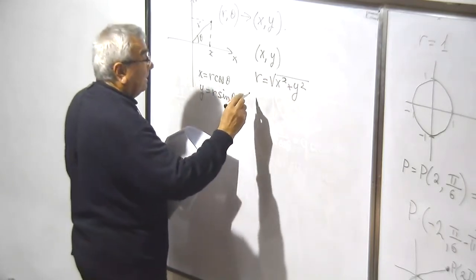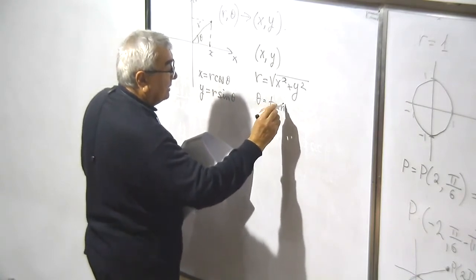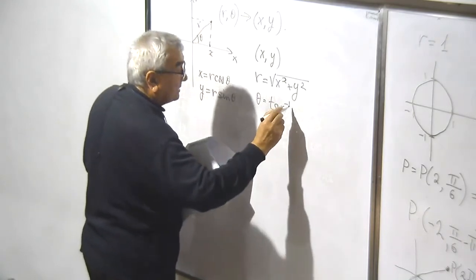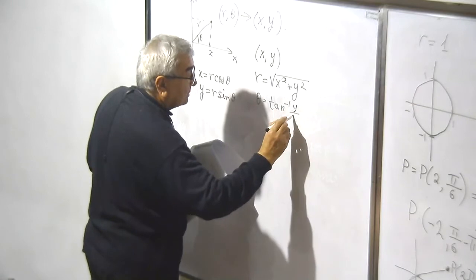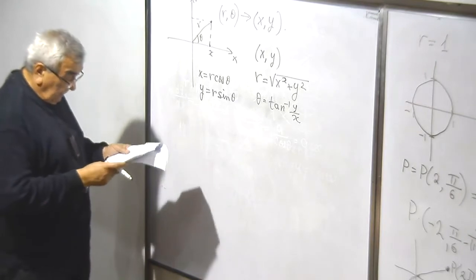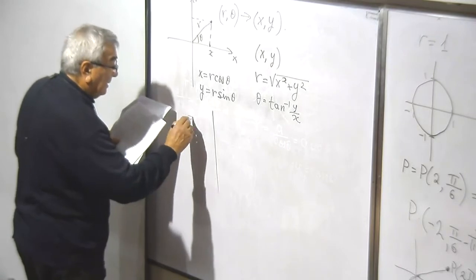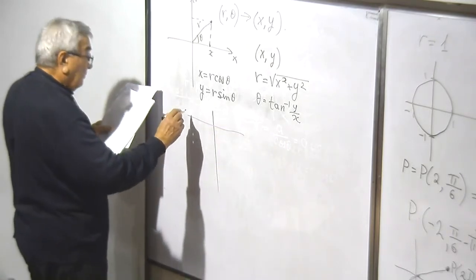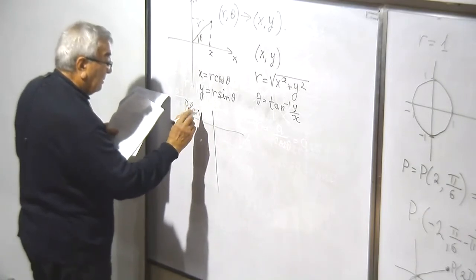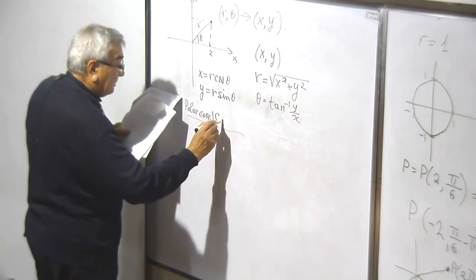Well, what should be theta? Theta should be equal to arctangent of y divided by x. That means it is possible to define this coordinate. Here, for example, I will plot some graph: the polar coordinates here, and here the Cartesian coordinates.